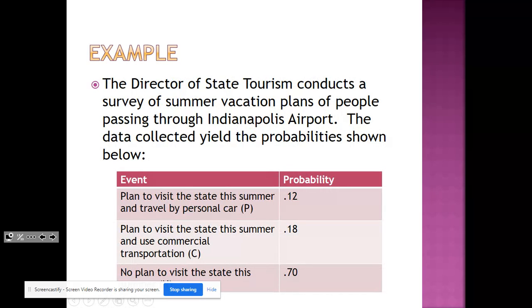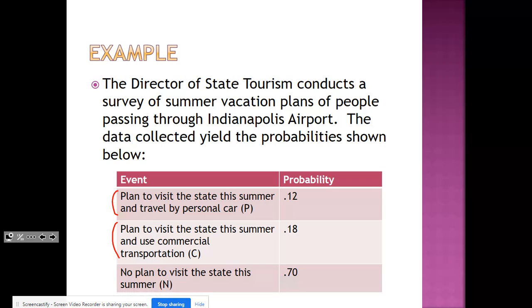Okay, different example. So we've got the Director of State Tourism doing a survey of summer vacation plans of people going through Indianapolis Airport. The data collected yield the probabilities shown below. So we've got people that plan to visit the state this summer and drive their personal car, people that plan to visit the state and use commercial transportation, and people that do not plan to visit the state this summer. Fortunately, it's a lot, shockingly.